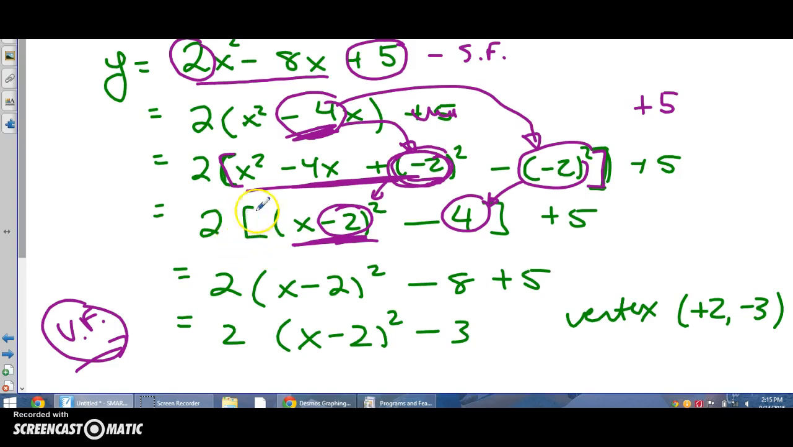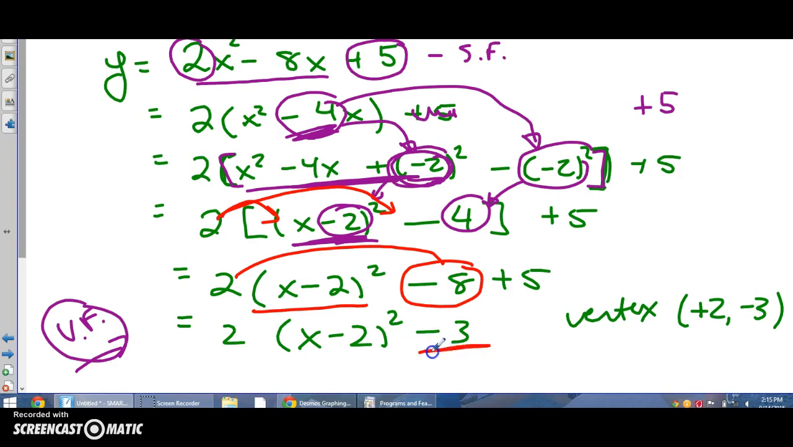So to get rid of the square bracket, I open it up and I multiply everything in the bracket by everything outside the bracket. And when I do that, I get 2 times what's in the bracket here and 2 times negative 4, which is negative 8. The last step is to deal with the 5. I have negative 8 and plus 5. I deal with that and I get minus 3.